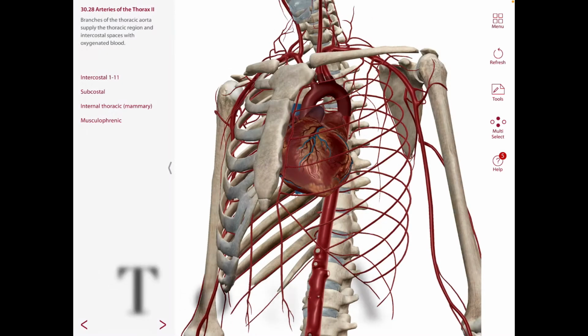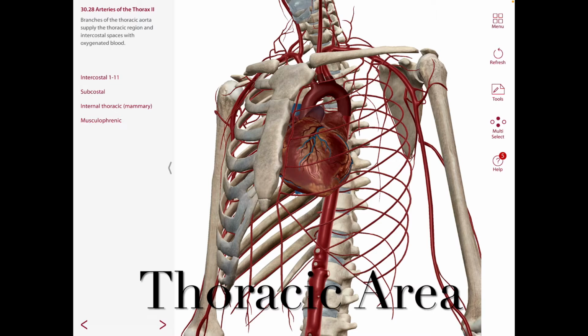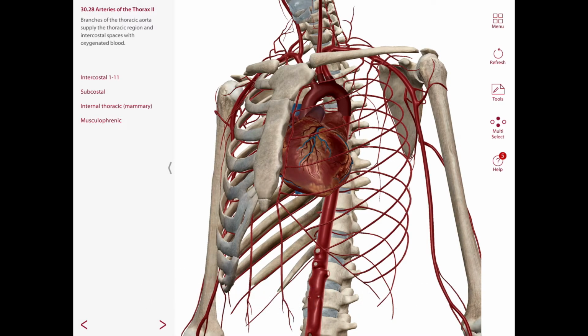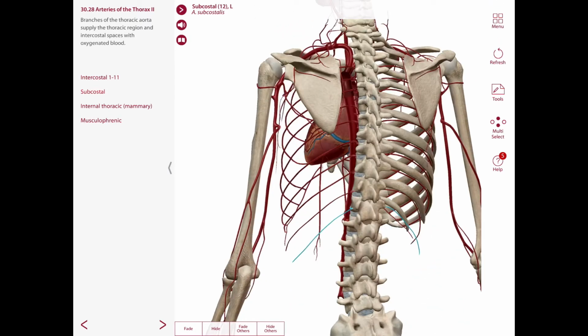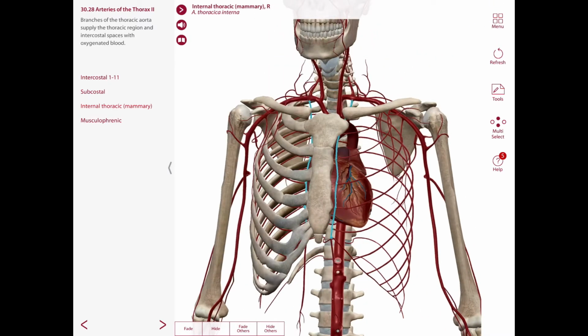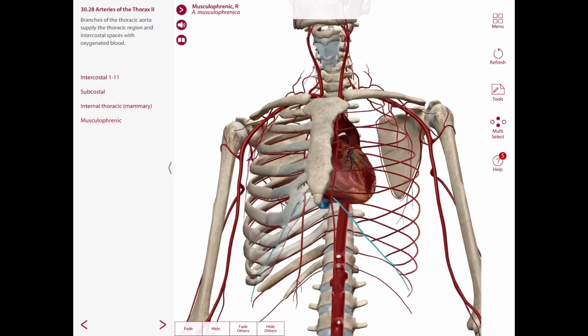In the thorax, we also have other branches of the thoracic aorta that supply the thoracic region and intercostal spaces with oxygenated blood. So for example, we have these intercostals 1 through 11. We have the subcostal and the internal thoracic or mammary for the breasts, and the musculophrenic.